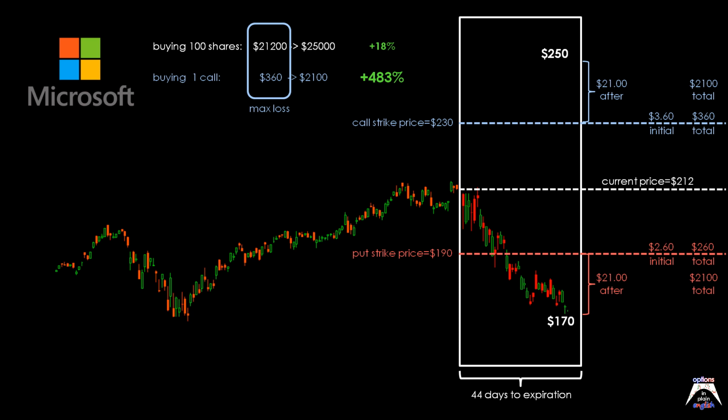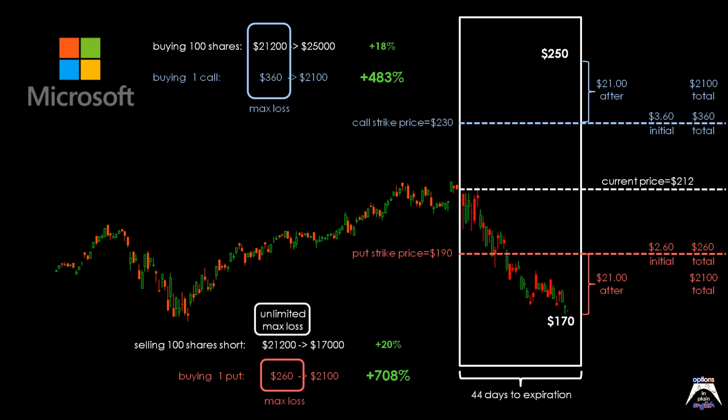As it was the case with calls, selling 100 shares short will profit in the same proportion to the percentage of the price move, whereas buying a put leverages our capital to provide much greater profit percentage when compared to a straight short sell. In this case, 20% with stocks sold short and 708% in the case of the put. Also, similar to calls, buying puts has a maximum loss that is limited to the cost of the put as opposed to the potentially unlimited max loss in the case of selling stock short.